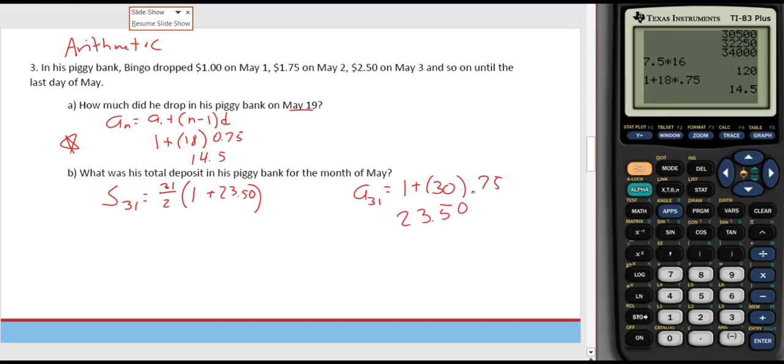So we need that there to find our sum. Plugging that into the calculator, we would get $379.75 in his piggy bank by following that little step, all for the month of May.